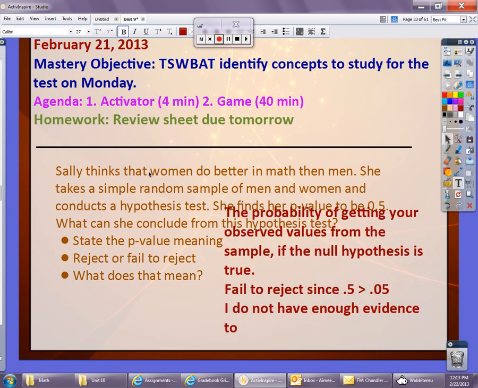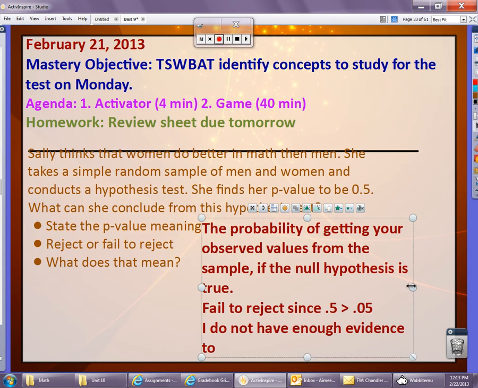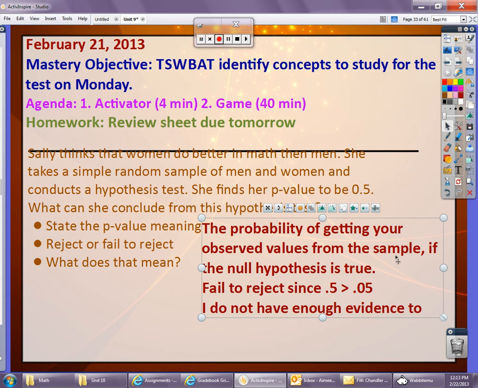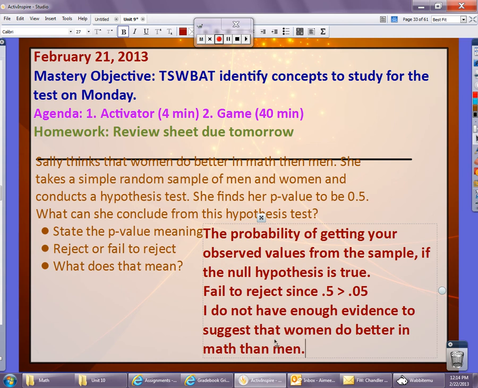So I do not have enough evidence to suggest that, tie it right back to my problem, women do better in math than men. So if you fail to reject, you don't have evidence to support what you think. If you reject, then you do have enough evidence to say what you think.